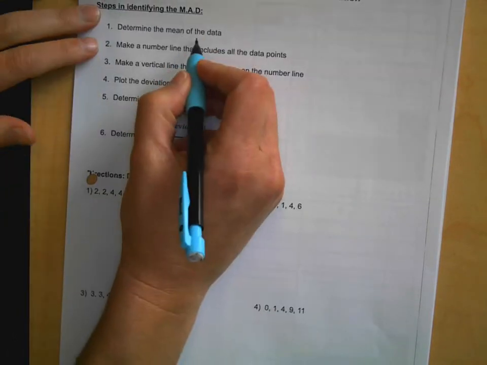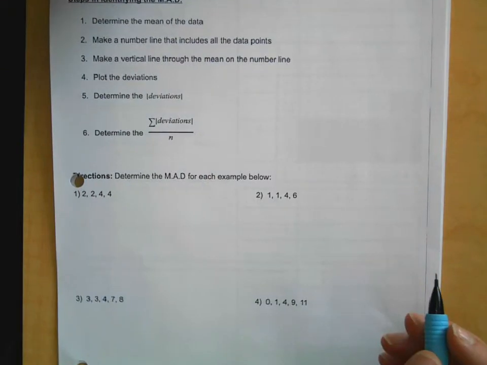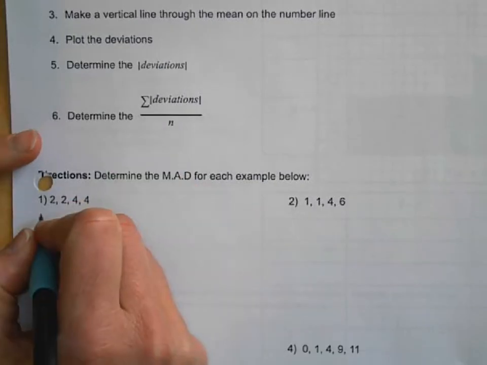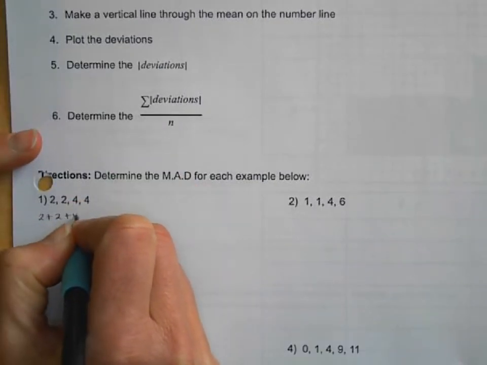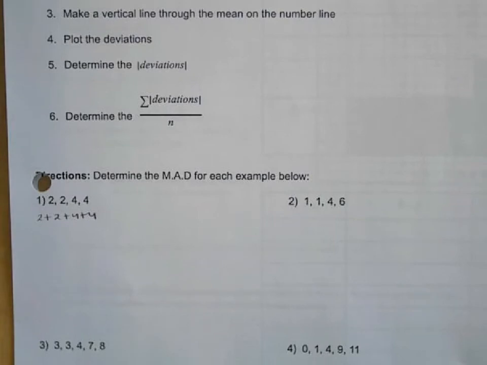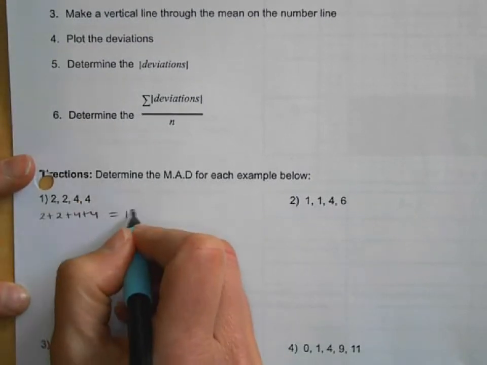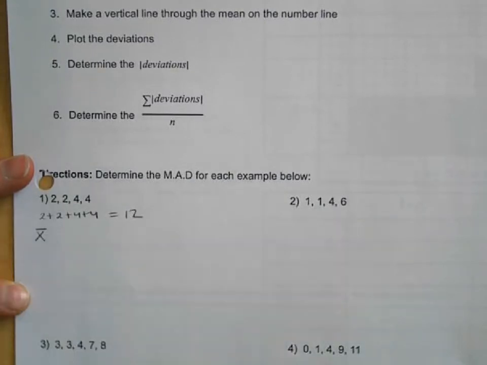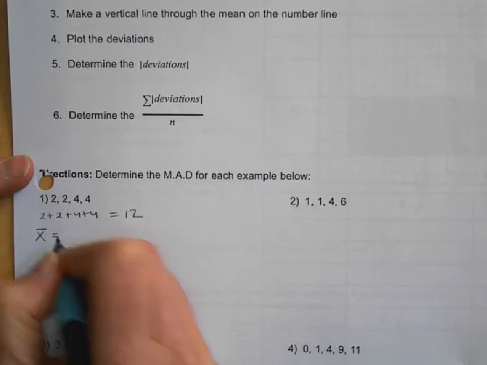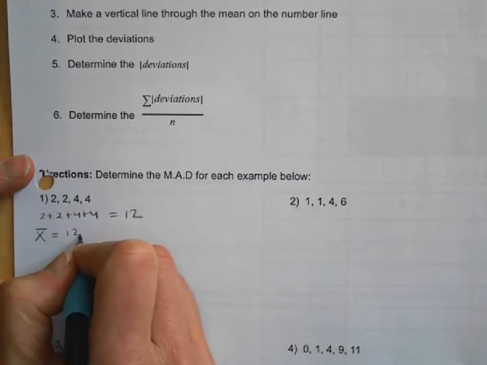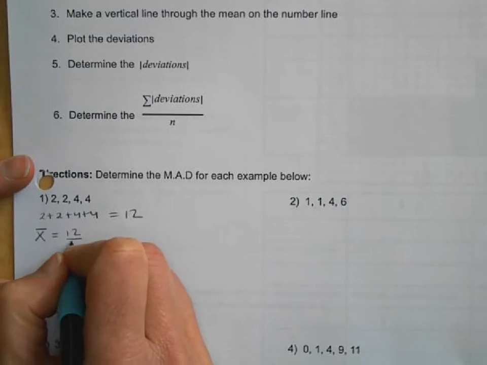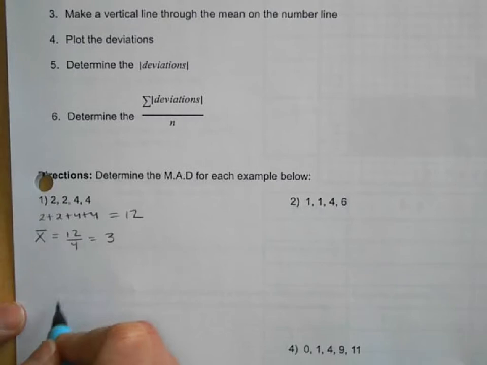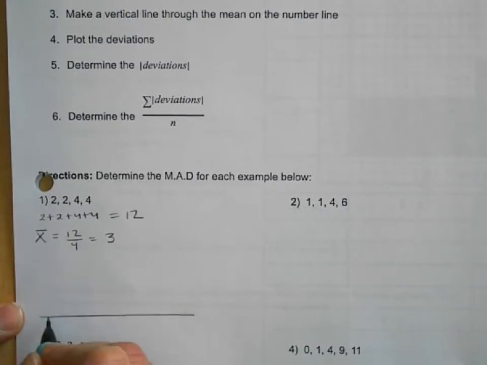So our first step was to determine the mean of the data. So what we're going to do is determine the mean of the data for this first set of data points. Remember, you are going to add up those values. When we add up those values, we end up getting 12. This X bar right there actually represents the mean. So when we add those all up, we get 12. We divide by the number of values that there actually are, which is 4, and our mean is going to be 3.